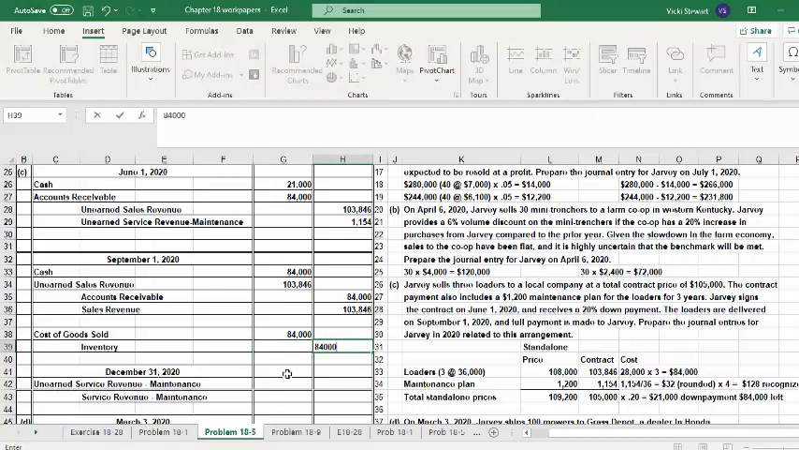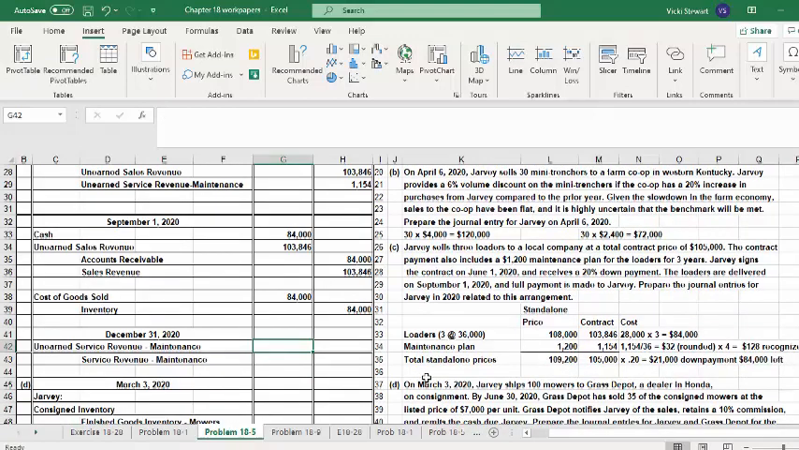And then we would record the cost of goods sold by debiting cost of goods sold for $84,000 and crediting inventory for $84,000.